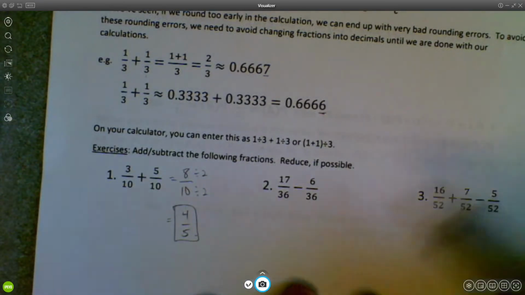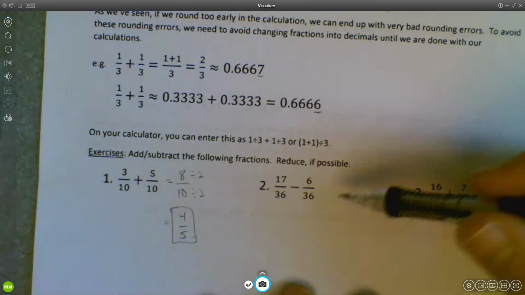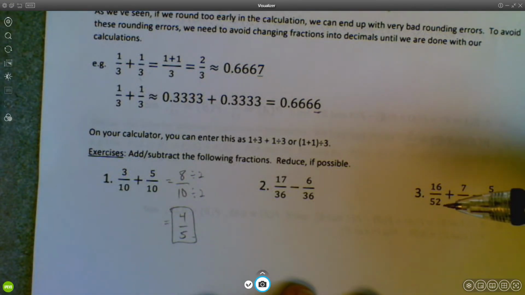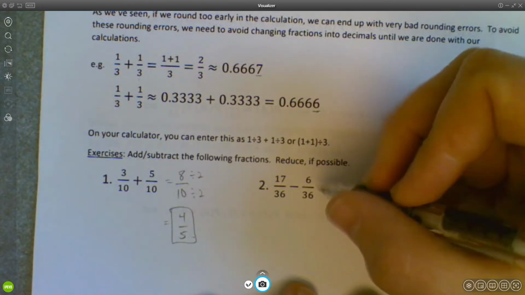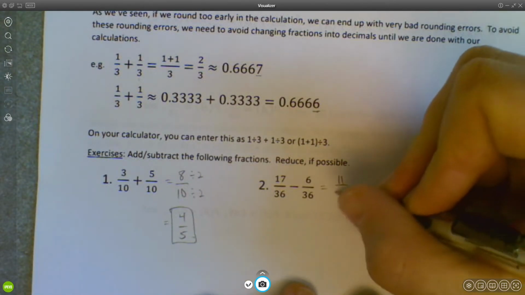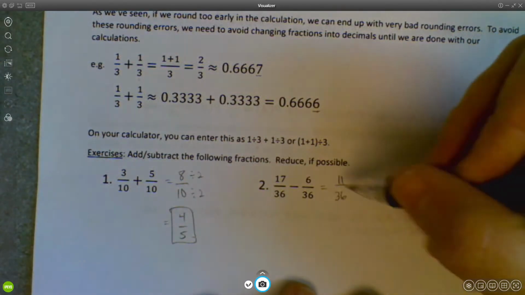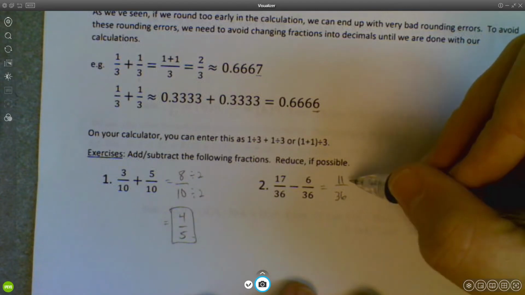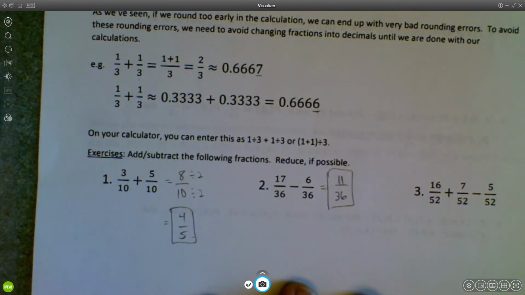Okay, same thing works with subtraction. So go ahead and pause the video, give this a try. Okay, here's my solution. 17/36 minus 6/36 should be 11/36. That's really hard to say. And I don't think that reduces because 11 doesn't go into 36 and 11 is prime, so that's as far as that one will go.